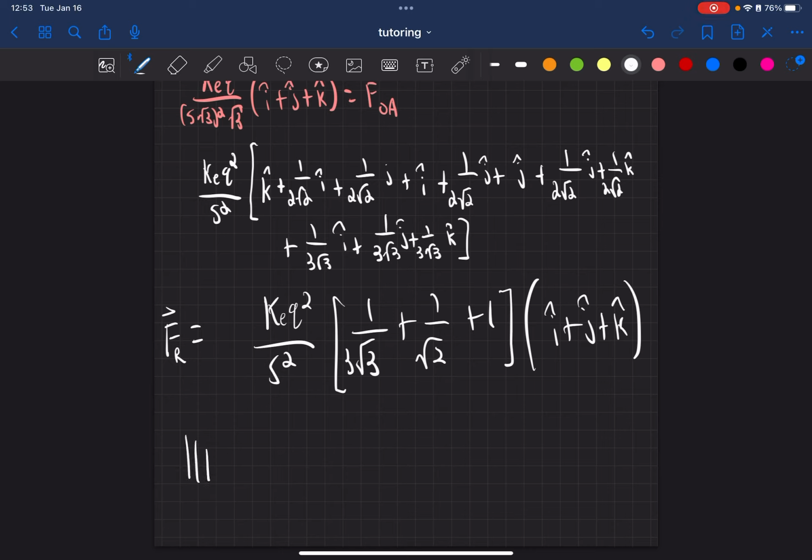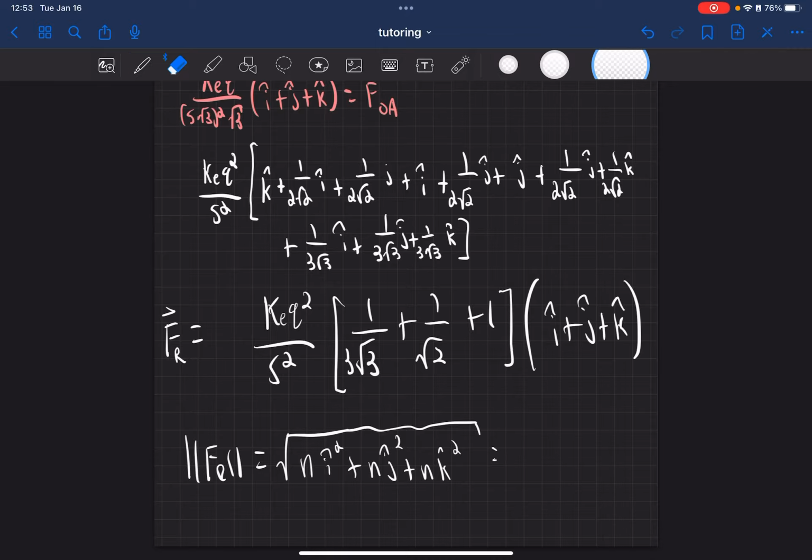So we have our magnitude of F_R, which is going to be equal to the square root of whatever number you have for i hat, for j hat, and for k hat. So the i hat plus the j hat plus the k hat, and these are all squared. And when you square the i, it goes away, but that's not really as important. And then you end up with your final answer for the magnitude. Whew. And yeah, then you get an answer.